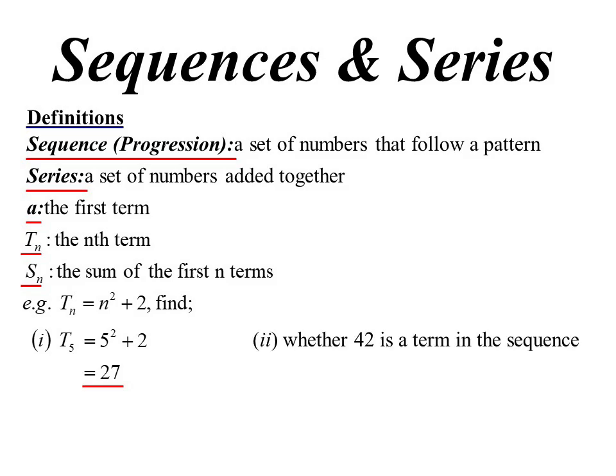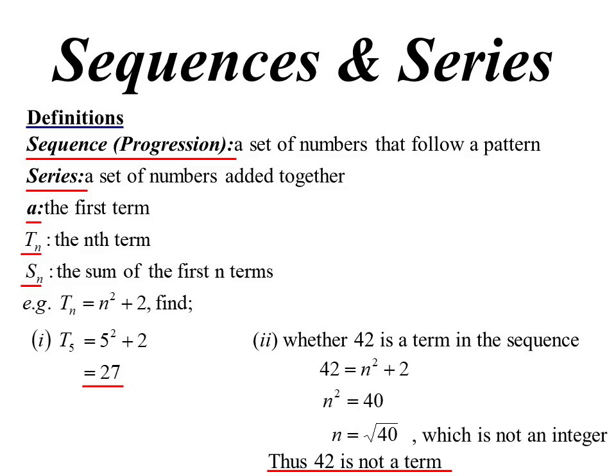Is 42 part of this pattern? Well, let's solve it. Is it possible for n squared plus 2? Because the thing is, n has to be a positive integer. And when we solve this, we get n is the square root of 40. Well, no, we don't know what the square root of 40 is. That's not a positive integer. So no, it's not part of this pattern.